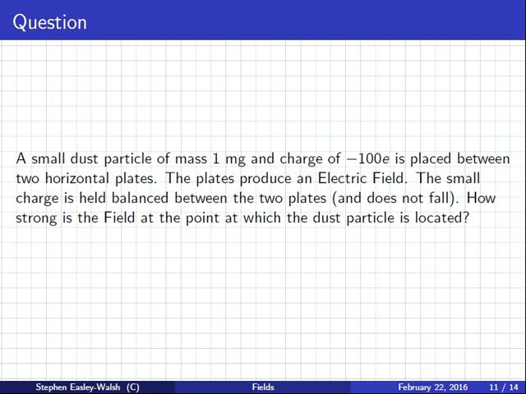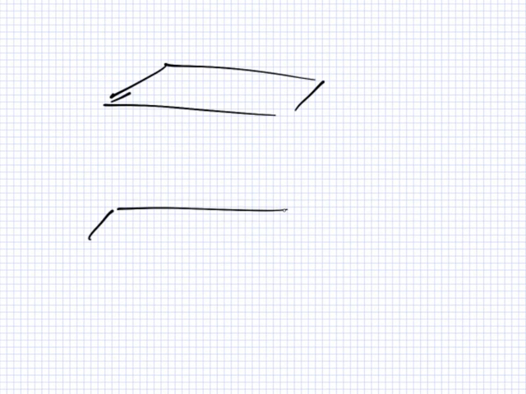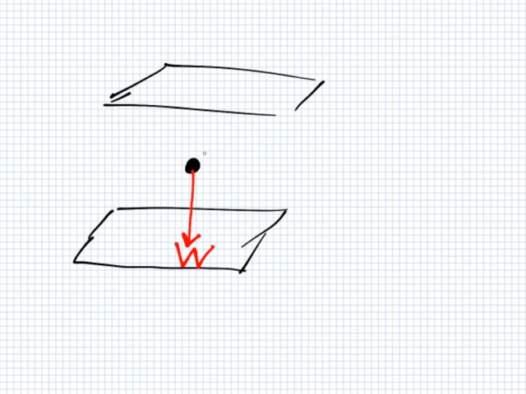Okay, so here, this is what you have. You have one plate, and there's another plate, and they make an electric field, but you don't care about the picture just yet. And there's a particle here. So, it's not falling. That must mean there are two forces on it. The first force, of course, is gravity, which is its weight. And the second force must be because of the field.